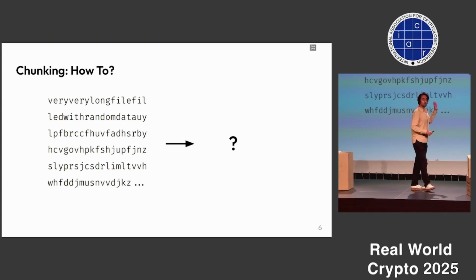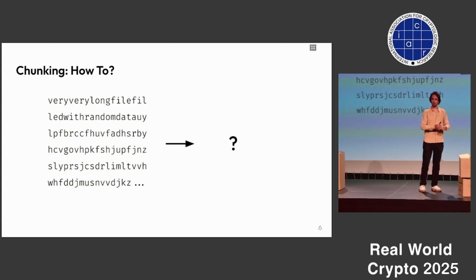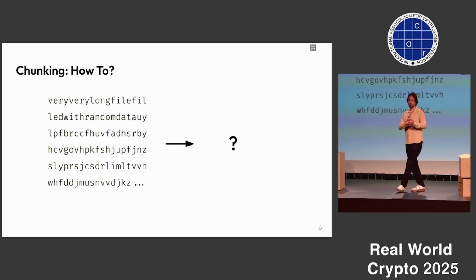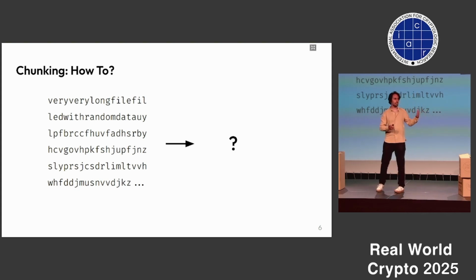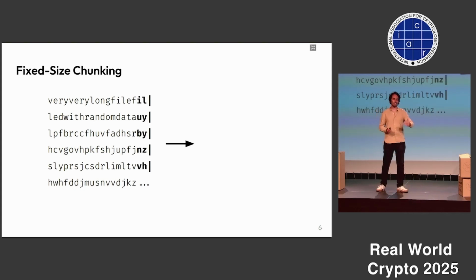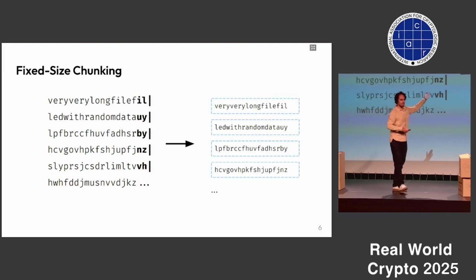Okay, so how do we chunk? The most naive strategy for chunking is to do fixed-size chunking. So we start from the beginning of the file, and then we count n bytes, and there we chunk. So for instance, with this example input file, we would obtain these chunks, one chunk per line. Can you see a problem with this?